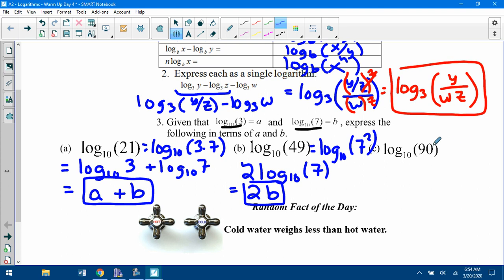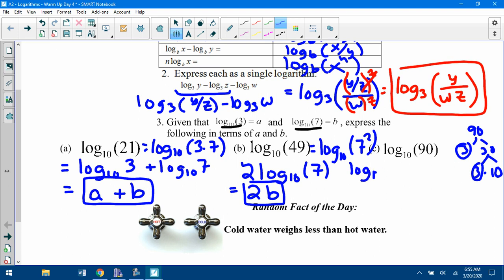Okay, and lastly, 90. Again, I only want 3's and 7's. So when I see 90, I first think, okay, I can definitely put a 3 in. It's 3 times 30, and so that's fine. 30 then is 3 times 10. There's no way I can get any more 3's and 7's out of that. So I have to leave the 10, but let's see what happens.